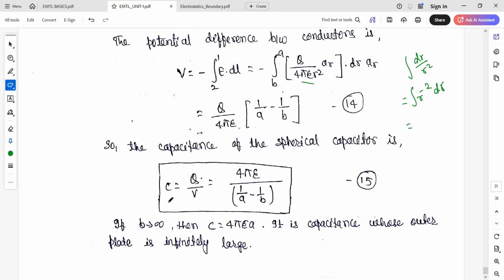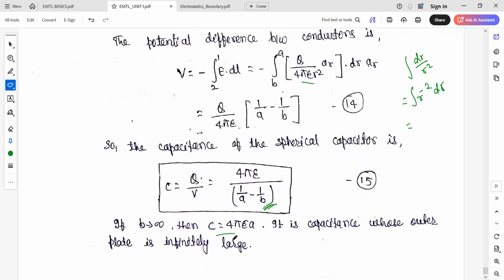And its capacitance is what? C equal to Q by V. So we substitute the value of V here. Finally Q got cancelled. So we have 4 pi epsilon divided by 1 by a minus 1 by b. If b becomes very large, infinity, then capacitance C is going to become 4 pi epsilon a. So it is the condition when we have a very large, infinite sphere.